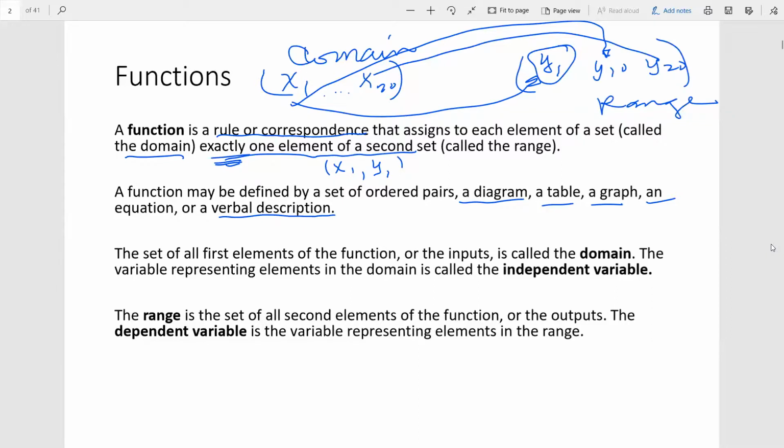The set of the first elements of the function, or the points or the inputs, is called the domain. The variable representing elements in the domain is called the independent variable. And the range, which are often associated with the y values, is the set of all second elements of the function, or the outputs. The dependent variable is a variable representing elements in the range.